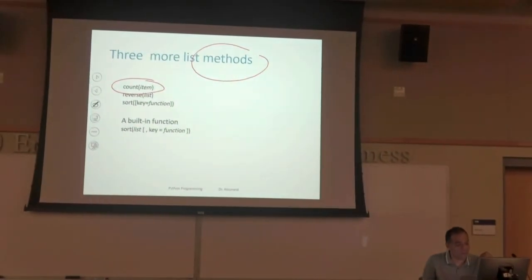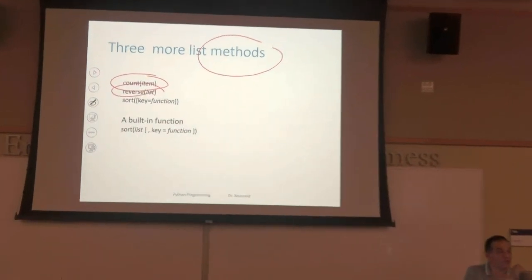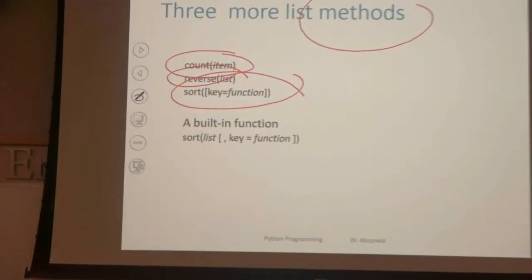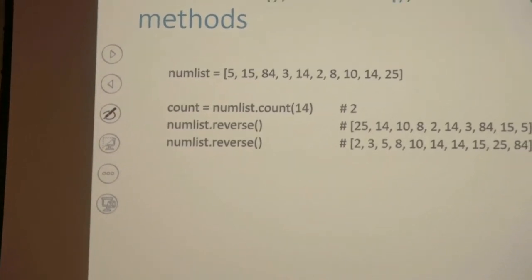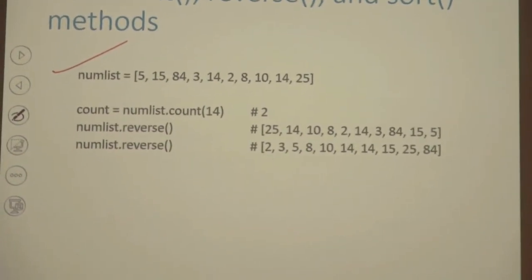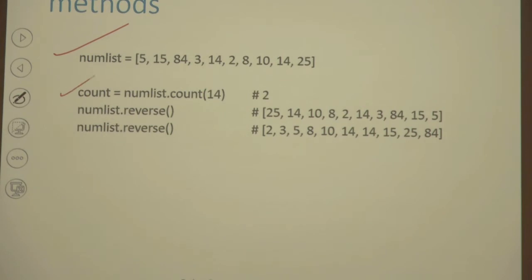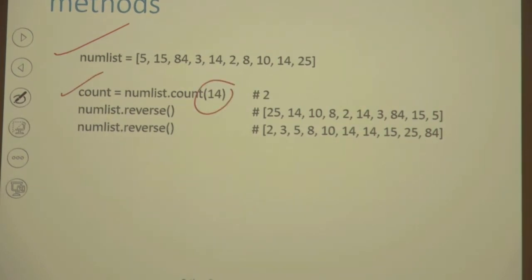So there are three more list methods. Count: if you need to know how many times an item is repeated in the list, use the count method. Reverse the list, if you need to reverse it. And sort, if you need to sort it, okay? So let's take a look at it quickly. This is a list, a num list. It has numbers. Count 14. How many 14s? Okay, so use num list dot count. Okay, 14. So how many items are 14? Two. So there's one and there's the other one. So it counted 14. All right.